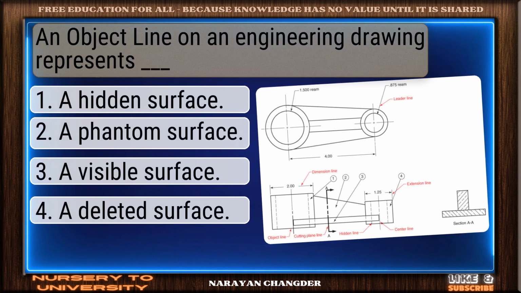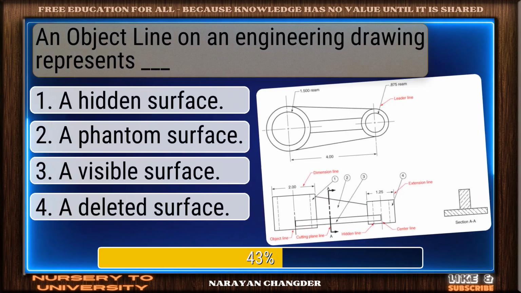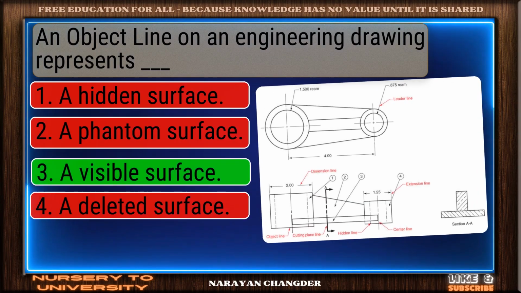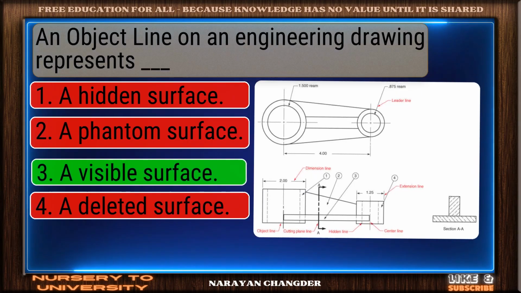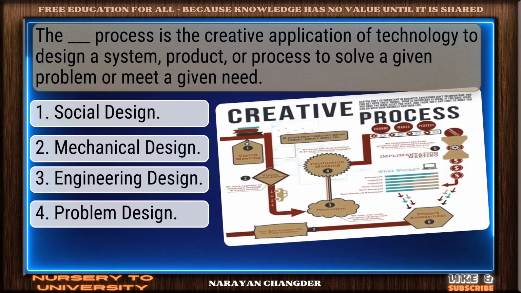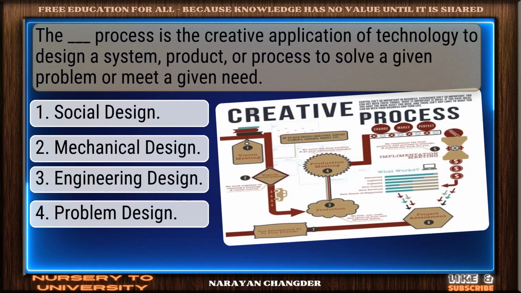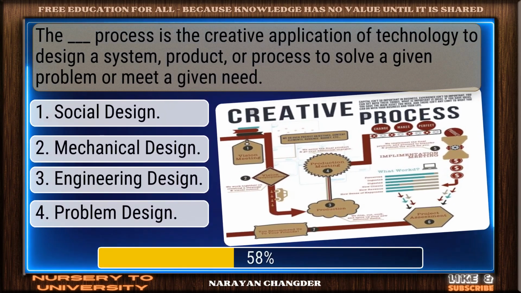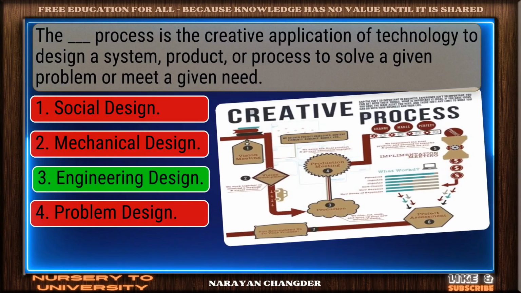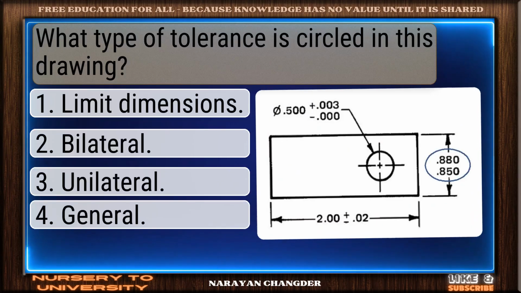An object line on an engineering drawing represents dash. Exactly. A visible surface makes sense, and it is the right choice. The dash process is the creative application of technology to design a system, product, or process to solve a given problem or meet a given need. Nicely done. Engineering design is a solid answer.